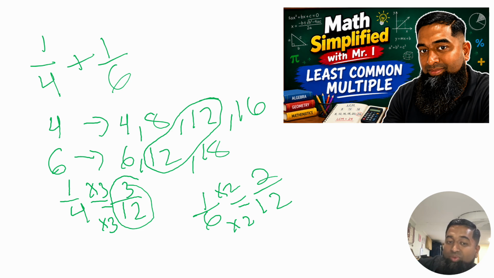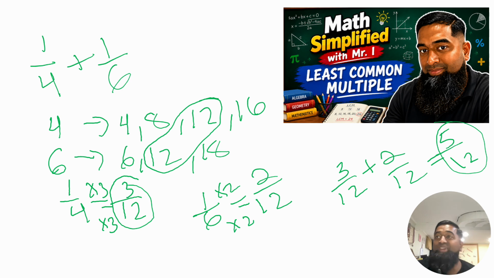So now we have 3 over 12 and 2 over 12. 3 over 12 plus 2 over 12 equals how many twelfths? 5 over 12. Now you can actually add the fractions. Instead of doing 1 over 4 plus 1 over 6, which you can't do directly, you found the least common multiple, and then you added 3 over 12 and 2 over 12, and you got 5 over 12.